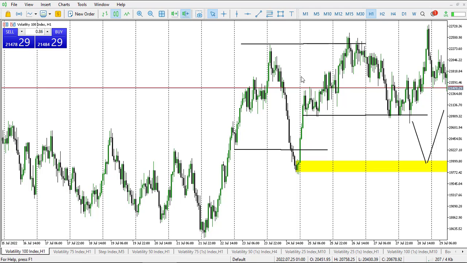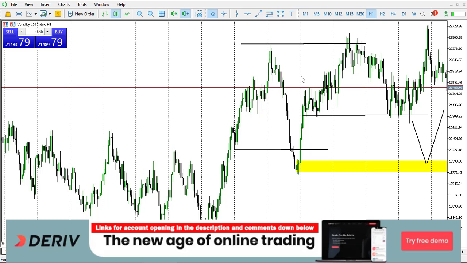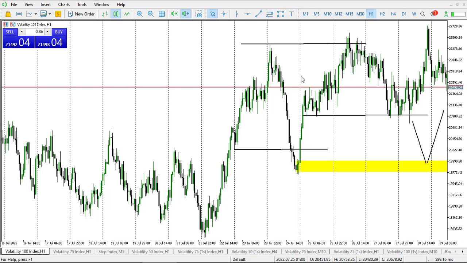Today we are going to talk about how to trade Volatility 100 index. So guys, if you don't know about this Volatility index, it's offered by a broker called Deriv, and they trade all the synthetic indices that you can think of, the V75, the Crash and Boom, or all of them. So you just have to get an account and get to trade this. Today I'm going to show you how to trade the Volatility 100 index.